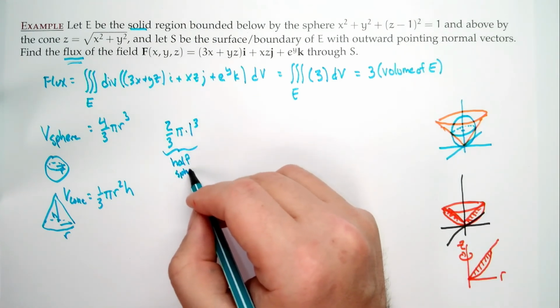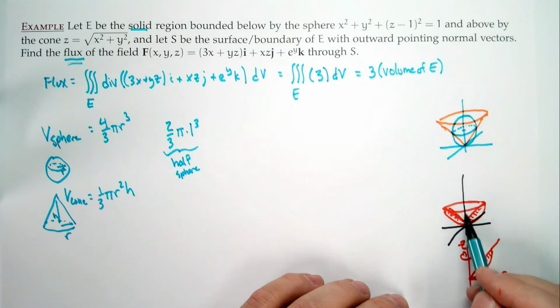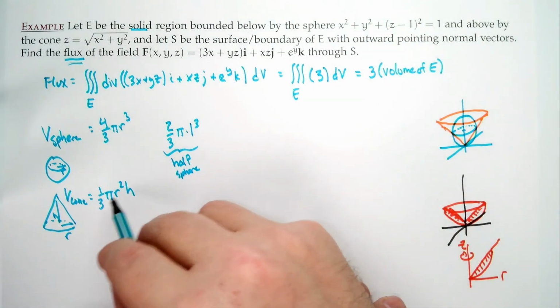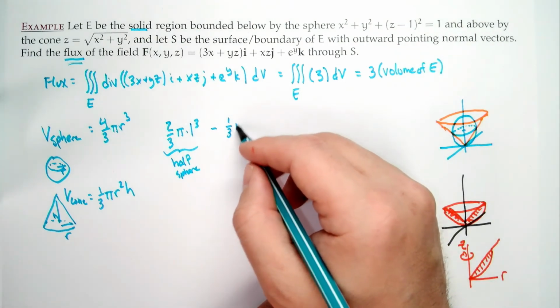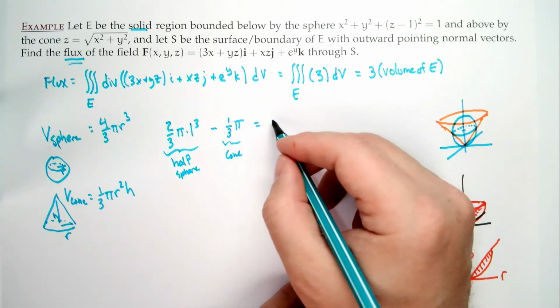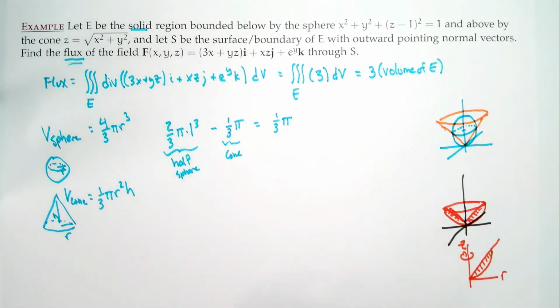And then we're going to subtract out a cone. Well, in the cone, the height of the cone is 1, radius is 1, so r and h are both 1, so minus 1/3 pi, this is our cone, to give us a final answer of 1/3 pi.